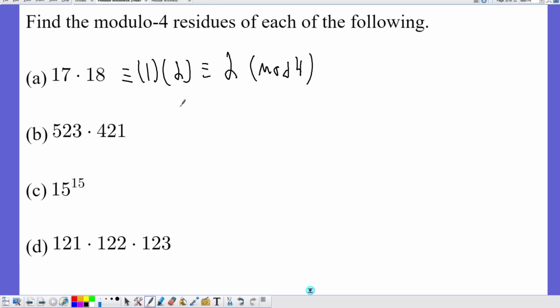Which also tells us that 17 times 18 is 306. So that is also just 2 mod 4 as well. Same residue class. Okay. Now we have 523 times 421.